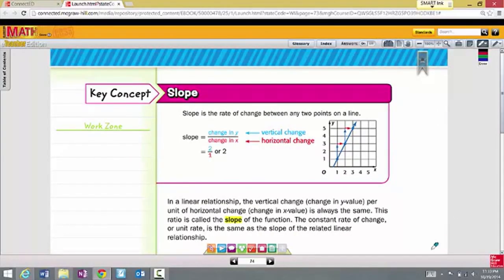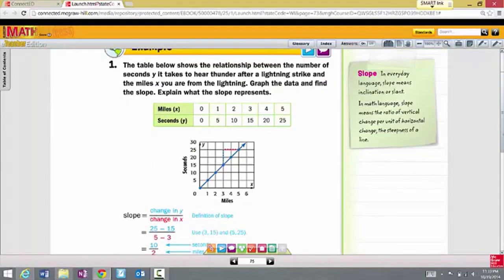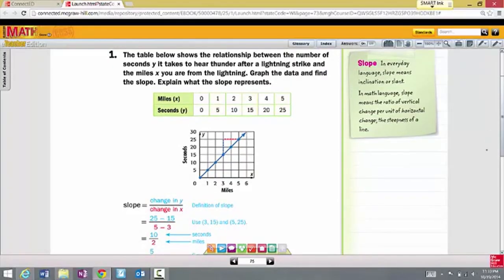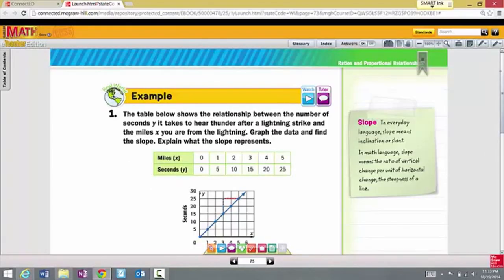So, okay. If you could turn your page, please, to page 75, and we'll do our first example. Example number 1 talks about a relationship between the number of seconds y it takes to hear thunder after lightning strikes and the miles you are away from that strike. So you have to tell me what the slope is, calculate what the slope is, and then also tell me what that slope represents. In this first example, the table shows the relationship. You have miles x in seconds y.